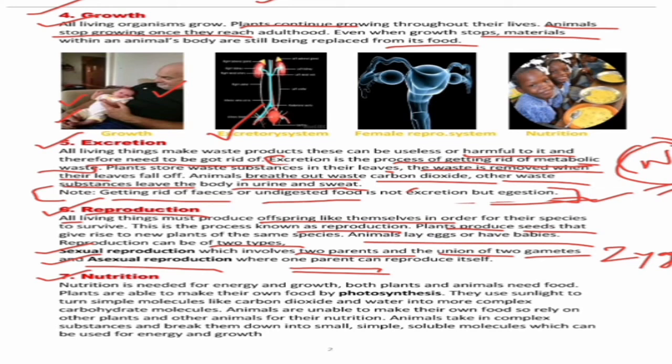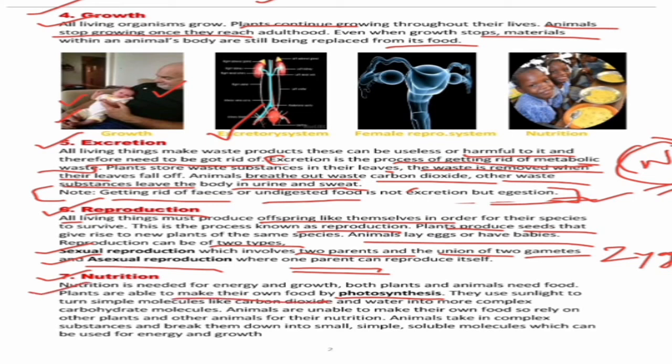Now the next one which we are discussing here is nutrition. So what is nutrition? Nutrition is the way by which we obtain our food or obtain our energy. This we can define in different ways. So the main source of energy for living organisms in nutrition is photosynthesis, which is performed by plants to make their own food.